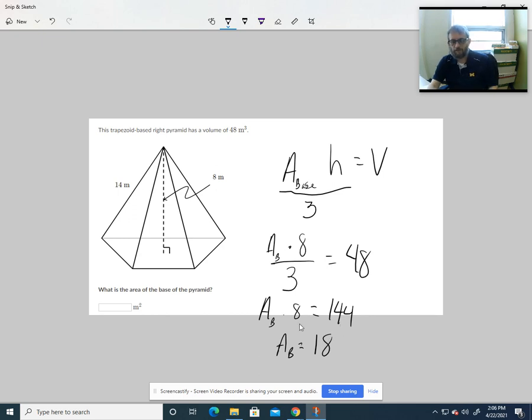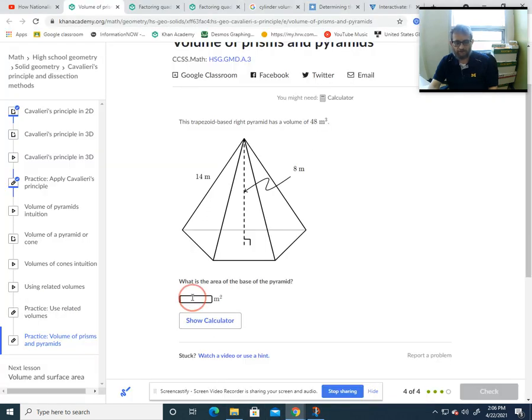I believe so. So we're going to go back here and we're going to check. We're going to see the area of the base here with any luck. Our area of the base here should be 18 square meters. Awesome. That's volume of pyramids and prisms. Always ask questions.